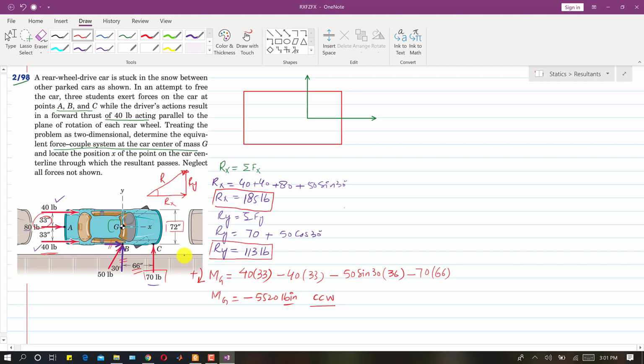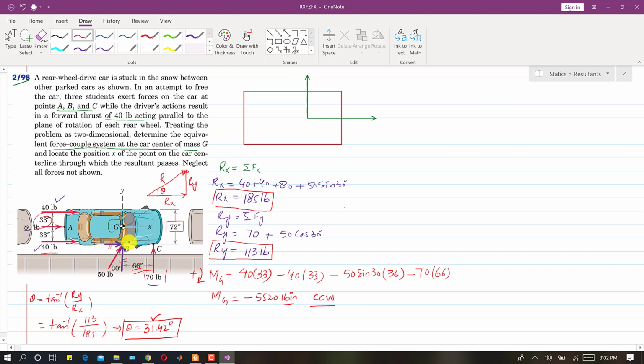Now we want to represent these forces by a force couple system. This will be the direction, and let's find this theta. Theta will be equal to tan inverse of Ry divided by Rx. So tan inverse of Ry, which is 113, divided by 185. Theta comes out to be 31.42 degrees.